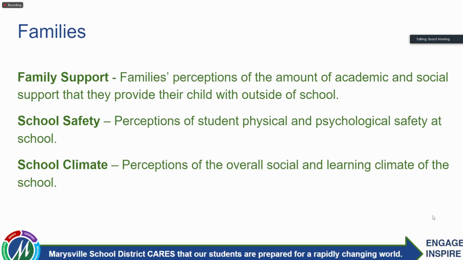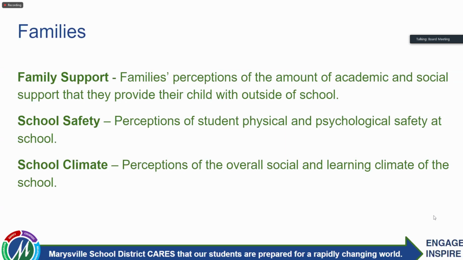And for families, they're asked about family support, and in that category, families' perception of the amount of academic and social support that they provide their child with outside of school. Worded very strangely, but that is the exact way it's worded in Panorama. Makes it hard to read. School safety, perceptions of student physical and psychological safety at school, and school climate is perceptions of the overall school and learning climate of the school.